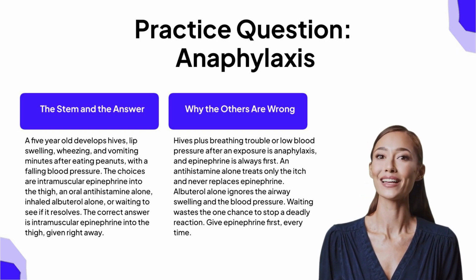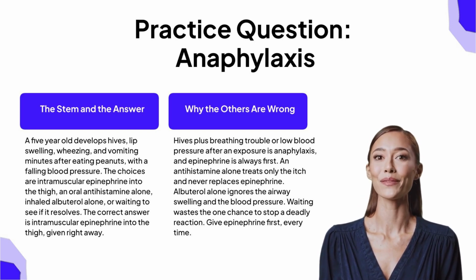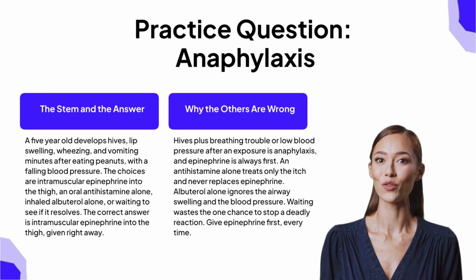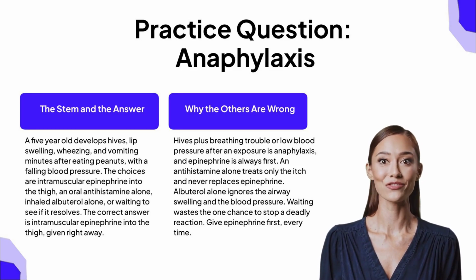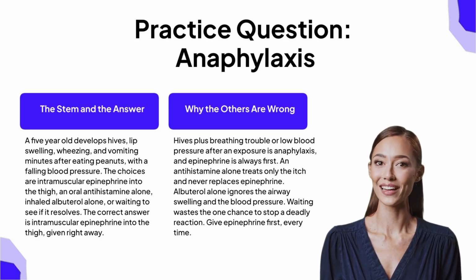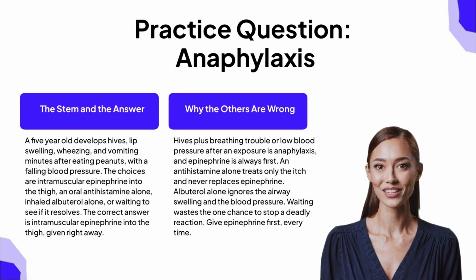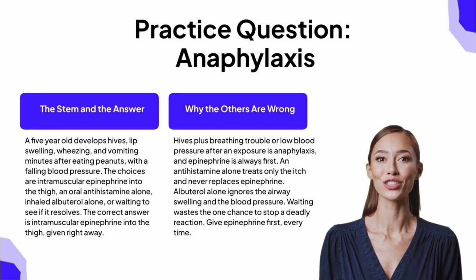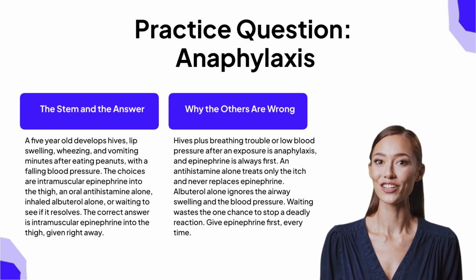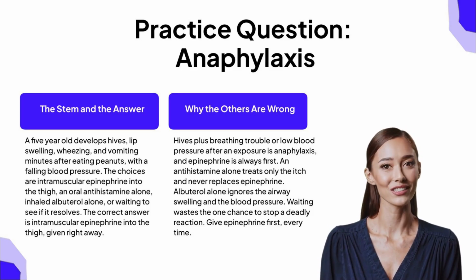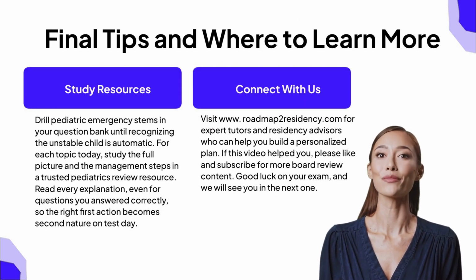Here is the rule that makes these questions easy. Hives plus either breathing trouble or low blood pressure after an exposure is anaphylaxis, and epinephrine is always first. An antihistamine alone only touches the itch and never replaces epinephrine. Albuterol alone ignores the airway swelling and the blood pressure. And waiting throws away your one chance to stop a deadly reaction. Give epinephrine first, every single time. Let us bring it home.